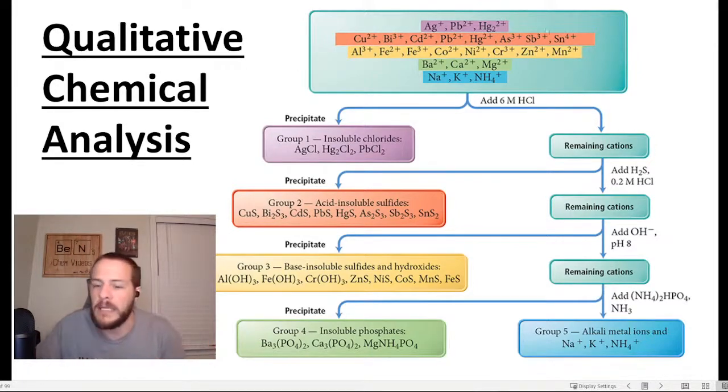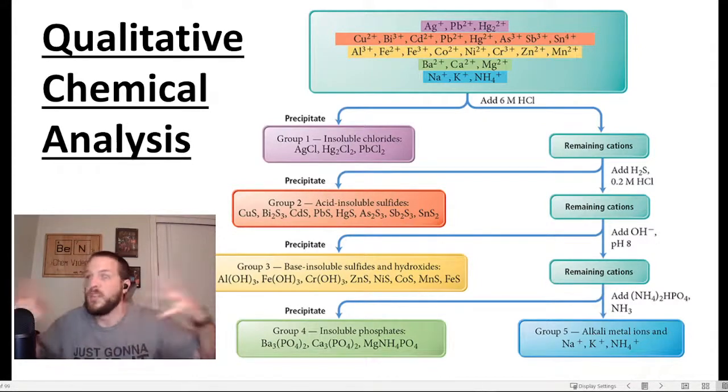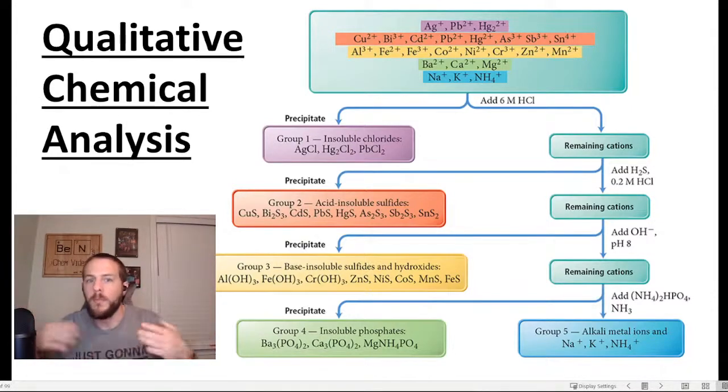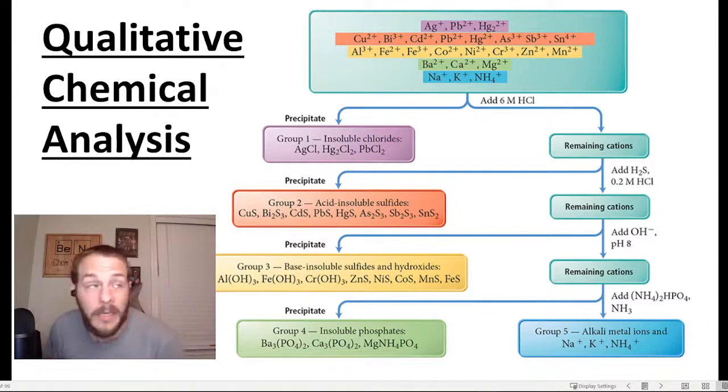And then finally, what you're left with at the end of all that is your alkali metals and ammonium, right? Your sodium ion, potassium ion, lithium ion, whatever, and ammonium. You're not going to be able to precipitate those, because there is no anion that these group 1A metal and ammonium cations can pair with that's going to cause them to precipitate. They are soluble in everything. And so you would have to find some other method to confirm the identity of those ions in your solution.